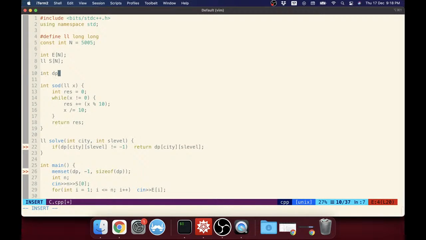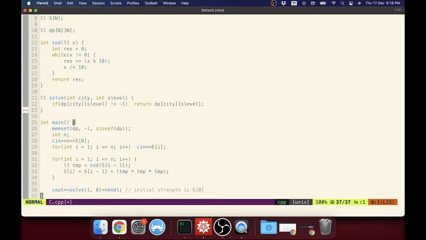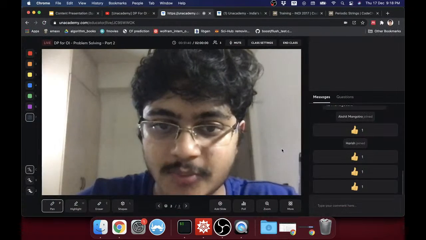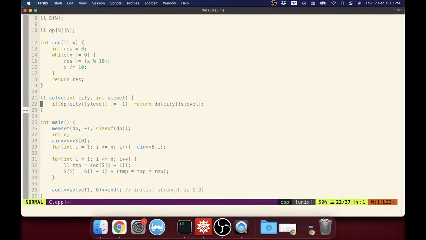And how big does our DP array look? Firstly, the DP array is also long, because you're multiplying strengths with experiences, so the value itself will just explode, because it will already have the strengths contribution to it.